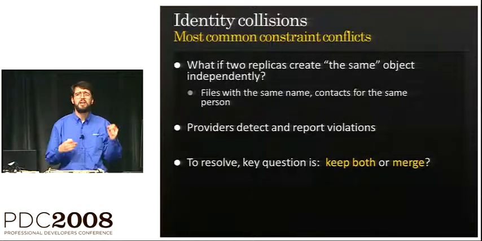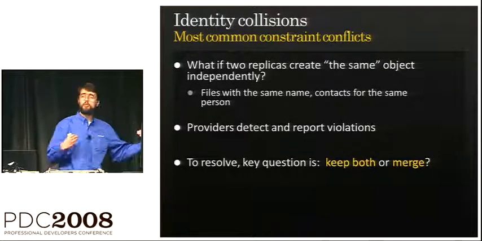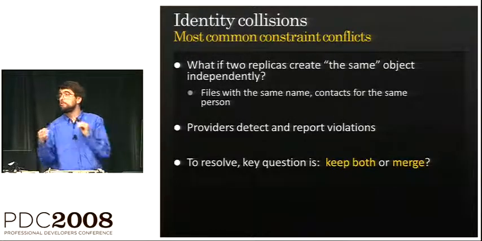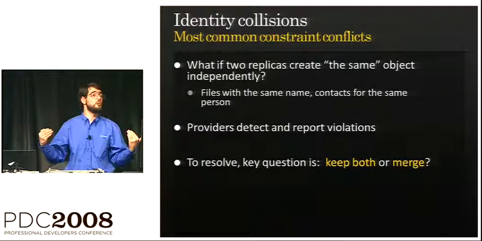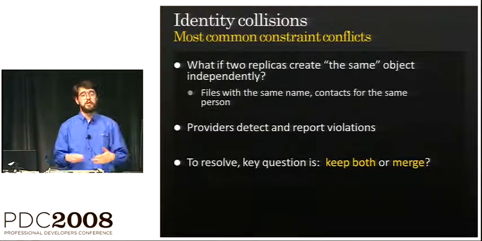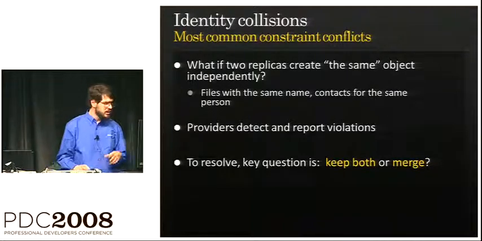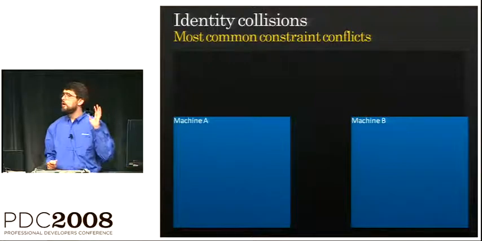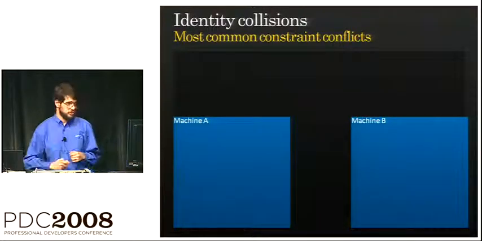Providers detect these conflicts, and Sync Framework supports two kinds of resolutions for these. You can keep both of these objects and modify them so that they would no longer collide, or you can merge them to produce one object from two by basically saying, hey, this is the same object, I should really only have one. Let's look at what happens to the metadata and what the Sync Framework actually does to accomplish this.